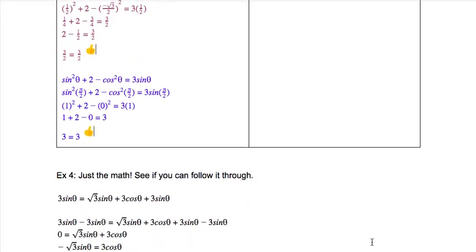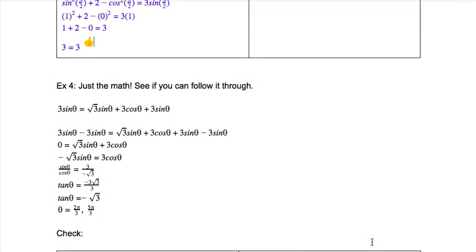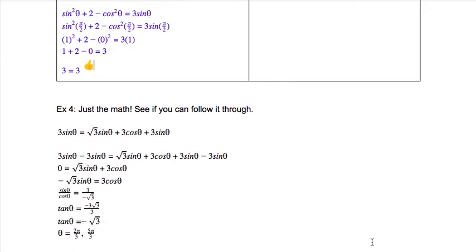All right. Now, with this next example, I just did the math. See if you can follow it through. Go ahead and pause and read through the entire equation and see if you can follow it through from start to finish. And then come back and I'll explain it.